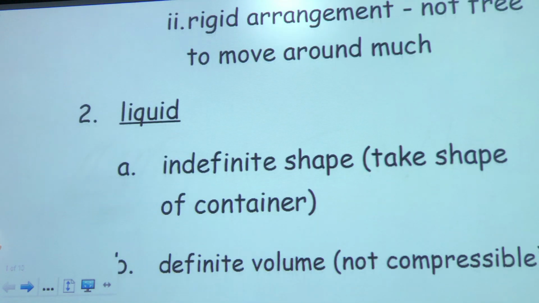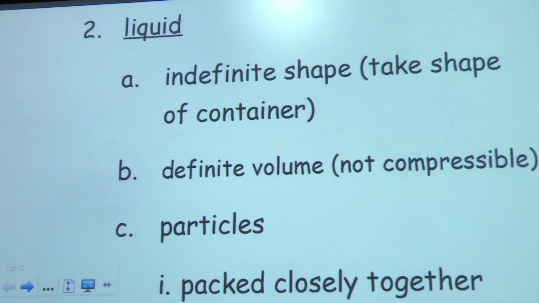Second state of matter are liquids, all right? Now liquids have an indefinite shape, which means if I have some water in a square-shaped container and I want to pour that water into a cylindrical, circular-shaped container, when I do that, what is the shape of the water when it is in the square-shaped container? What is that shape? If you said a square, you're right. That's the shape of our water.